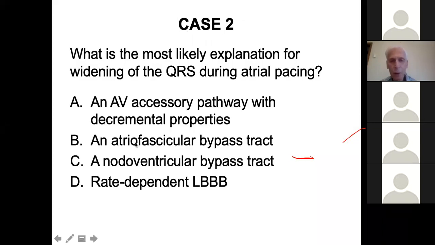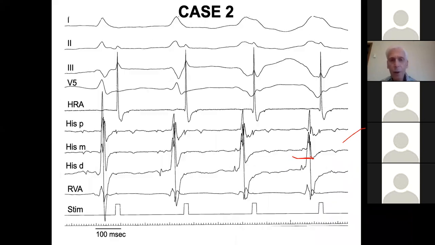I did say it was an atrial fascicular, right? Yeah, I must have. Yes, you did. Yeah, good.